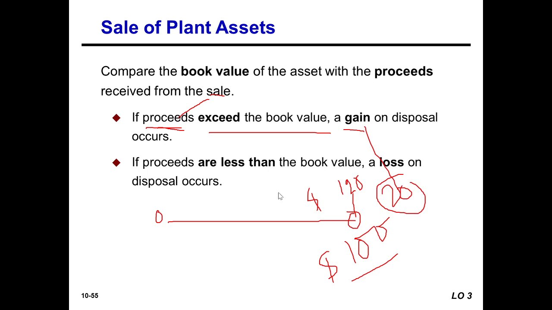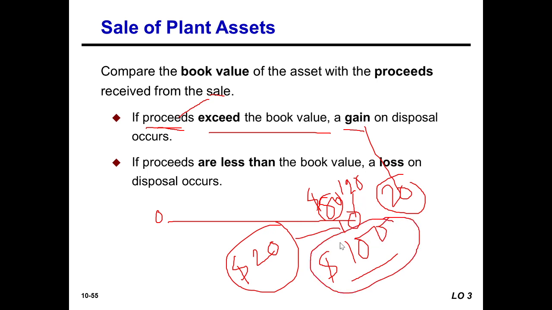Suppose the proceeds are less. If we sell it for, suppose, $80, that is $20 less. So we call this $20 a loss. Very simple discussion. I think everybody is clear. If proceeds exceed book value, that means a gain; if proceeds are less than book value, that is a loss. Compared with the book value of 100, 120 is excess, which means gain, and 80 is less, which means loss. Okay, move to the next slide.